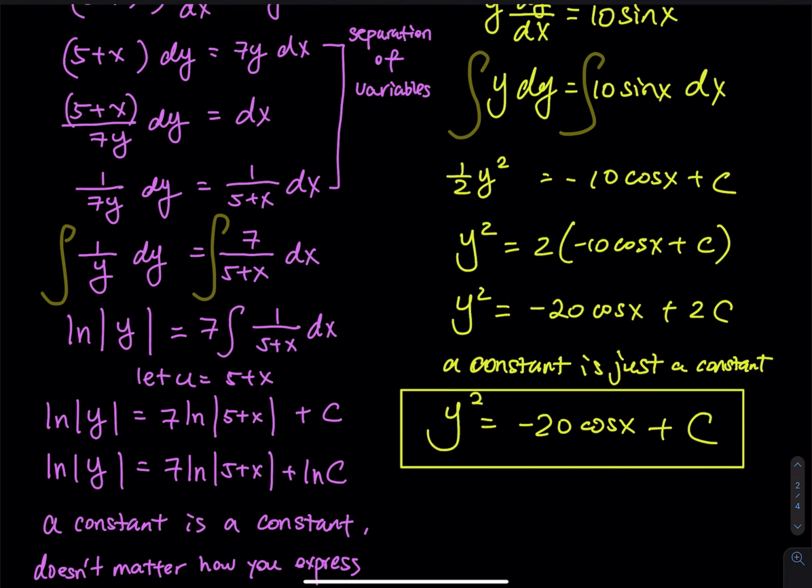And what is this called? This is called a general solution. Why do we call this a general solution? Because we don't know what the constant c is. How do you find the constant c? You have to give me an initial value. You have to tell me what x equals, what y equals, plug in the x, plug in the y, solve for c. After you solve for c, then that is called a particular solution.